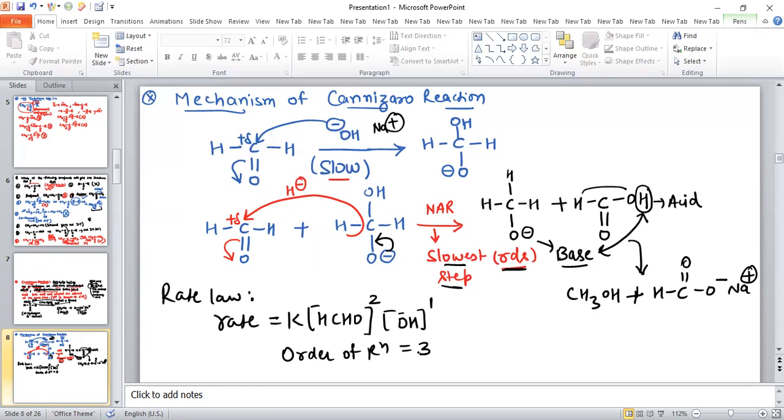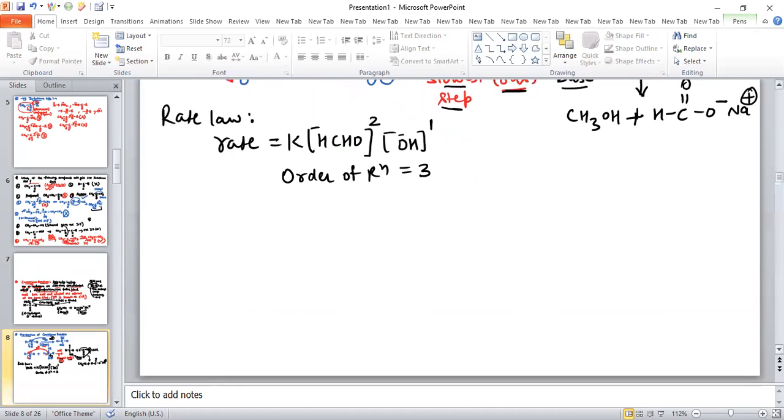Now see the questions based on the Cannizzaro reaction. What are the questions based on the mechanism of Cannizzaro? The question is: the compound given is CH3, CH3, and on this carbon again CH3, and this is CHO, and the reaction is in the presence of concentrated NaOH. So OH minus is there.